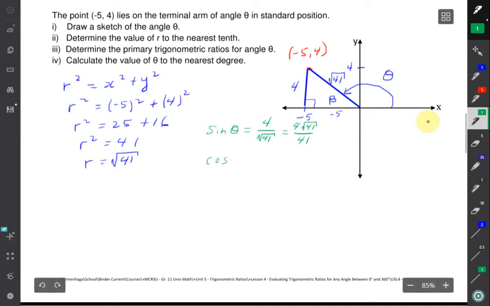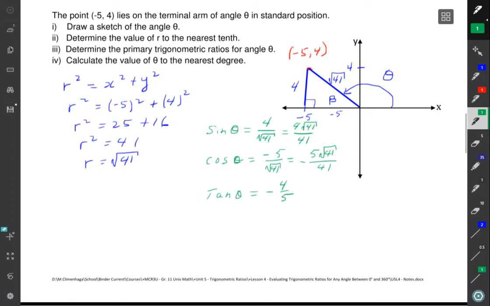The cos of theta is equal to the adjacent over the hypotenuse, which is minus 5 over the root of 41. Rationalizing, that gives us minus 5 root 41 all over 41. And finally, the tan of theta is equal to the opposite over the adjacent, so that's 4 over minus 5, which gives us minus 4/5.